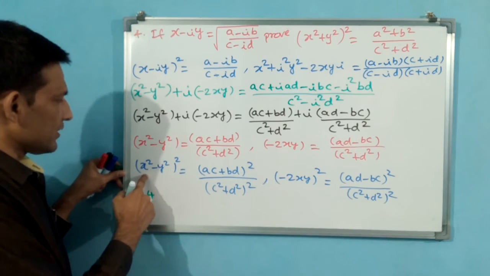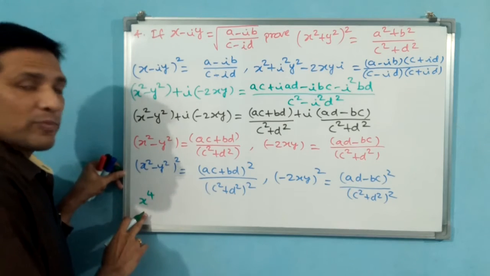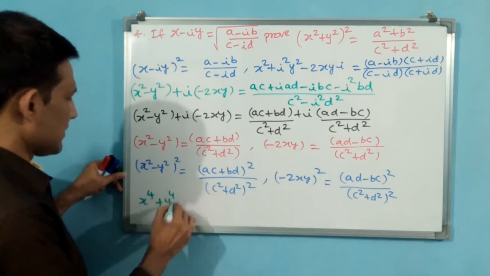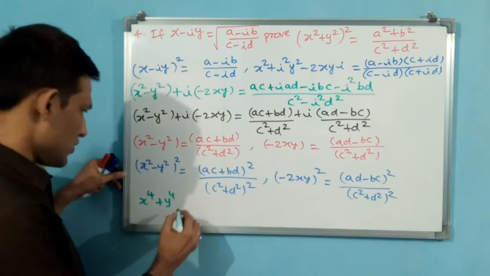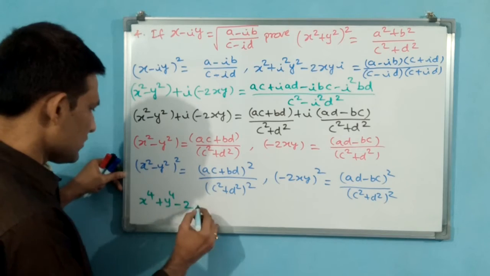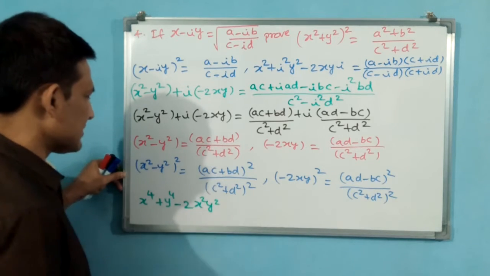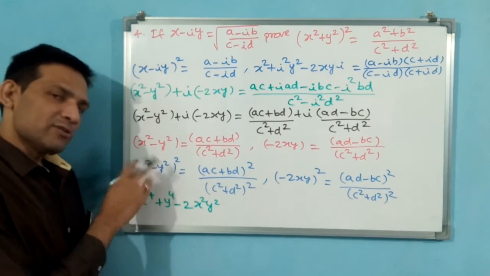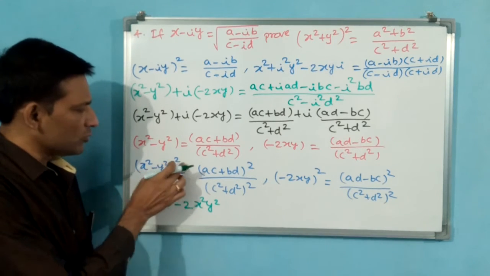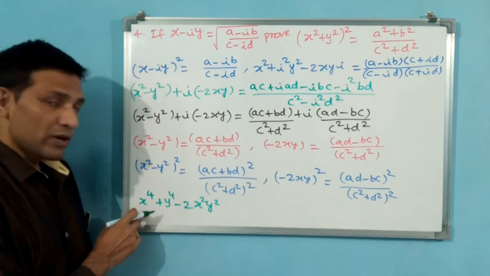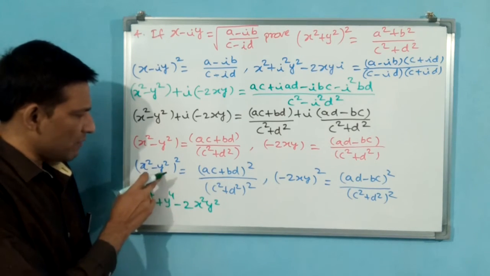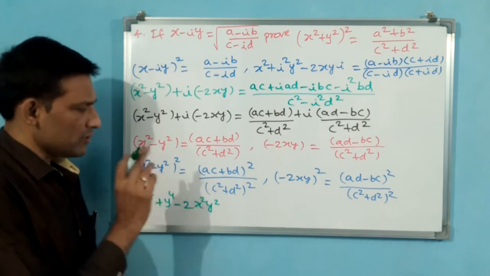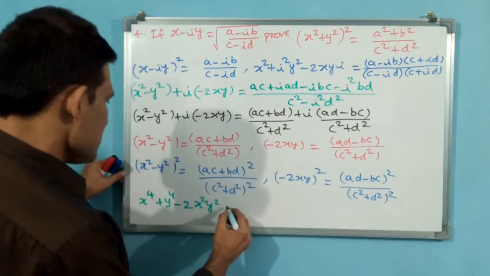Okay, a square means here x square whole square. X to the power of 4 only will come, no? A square plus b square minus 2ab, minus 2x square y square. Is it okay? First you see. Now this a is x square here. You take this as a minus b whole square: a square, x square square, x to the power of 4, plus b square, y square square, y to the power of 4, minus 2ab, 2 into x square y square only is going to come. Okay. Now this is the LHS.